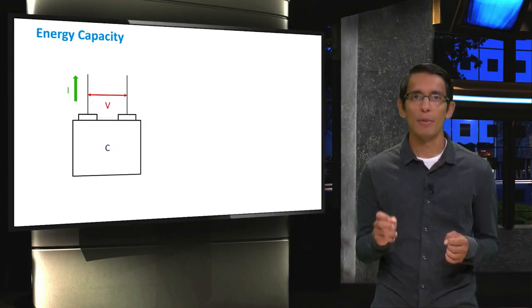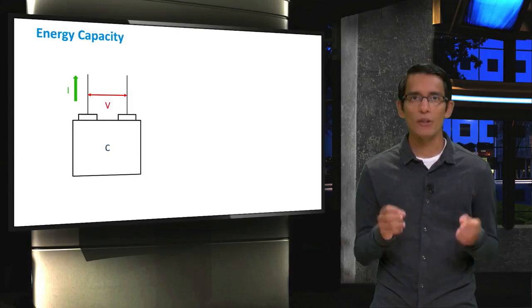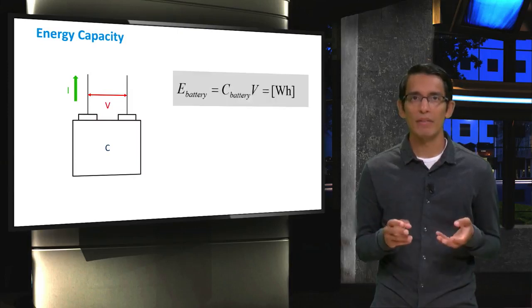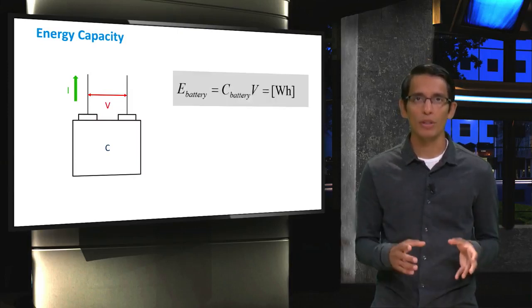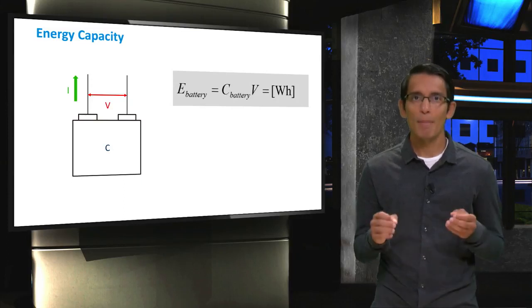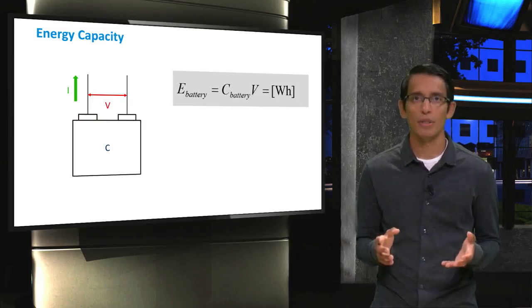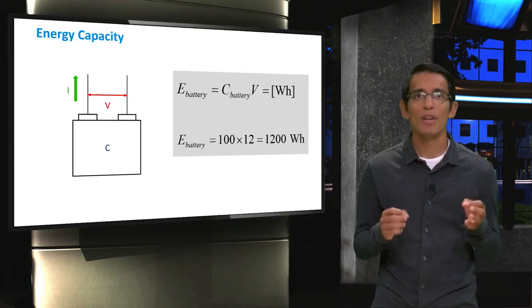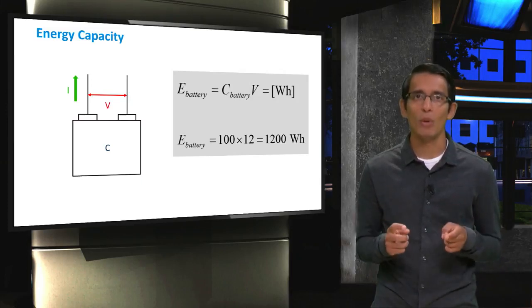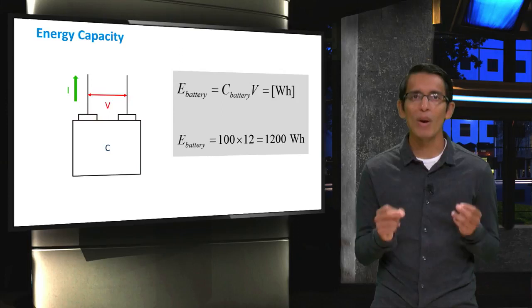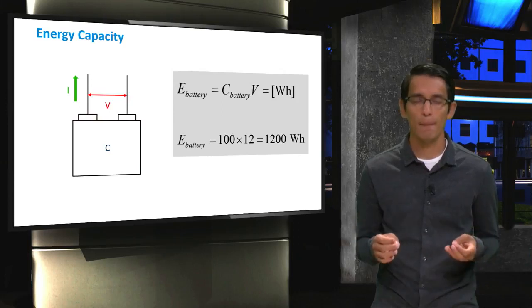Thus, from the above parameters, we can define the energy capacity of a battery, which is expressed in watt hours. The energy capacity of a battery is simply given by multiplying the rated battery voltage, measured in volts, by the battery capacity, measured in amp hours. For example, a 100 amp hour 12 volt battery will have an energy capacity of 1200 watt hours.